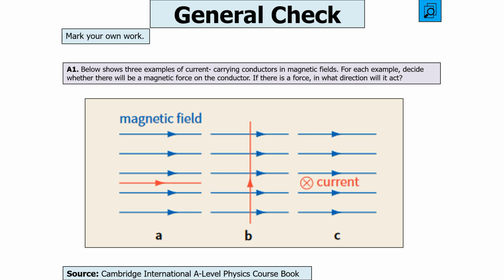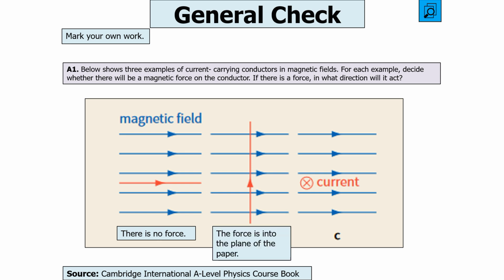Right, in this first question, there is no force. Why is that? It's because the magnetic field and the current are parallel to each other, and when that's the case, no force is exerted on the current carrying wire. Now, in the second one, because the current is perpendicular, there will be a force, and therefore you can use Fleming's left-hand rule to work it out, and the force is into the plane of the paper, or into the screen, or into the board. And then the last one, once again, you work it through, and the force is acting downwards on the page.